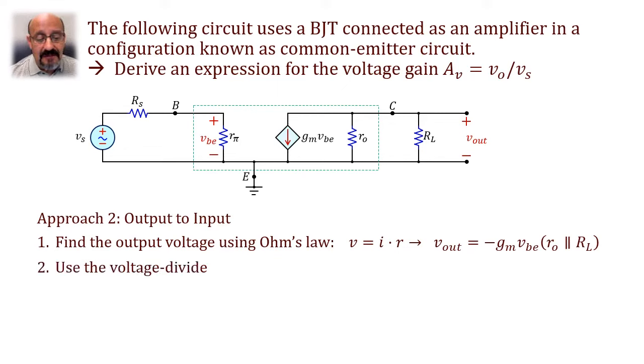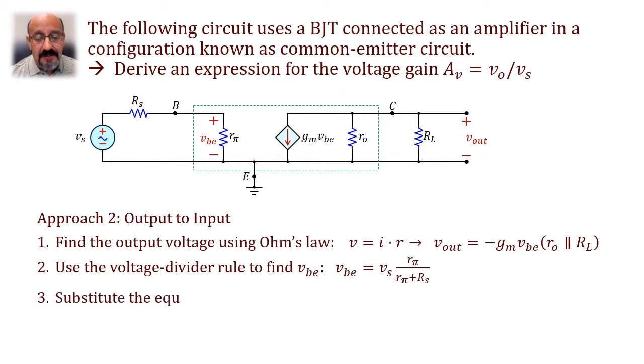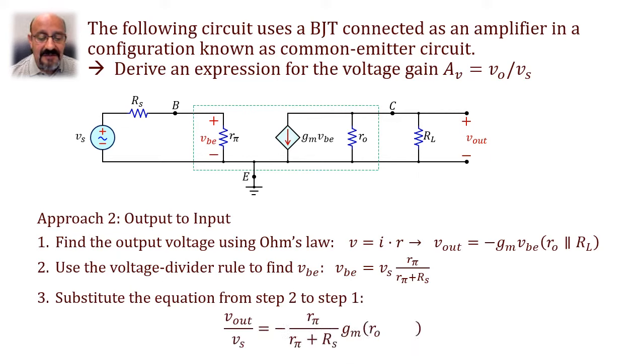Now we can use the voltage divider rule to find the VBE, which is what we are missing from our first equation. In this case, it's just Vs times R pi divided by the sum of the resistors, as the Rs is in series with R pi. Then finally, we substitute our second equation in the first one, and we have a total expression for the voltage gain of this circuit, just combining the two equations.